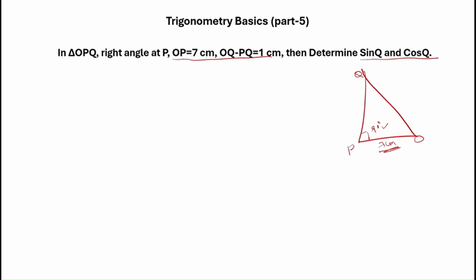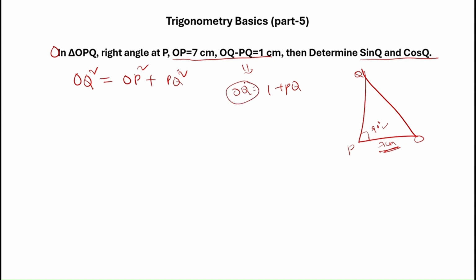Now to solve this problem, I have a relation. So I have to write a relation related to the sides. So in right angle triangle, we can take the Pythagoras law, which is hypotenuse square is equal to side square plus side square. So let me take the same law here also. OQ square, that is hypotenuse square, is equal to OP square plus PQ square. This is the Pythagoras law.